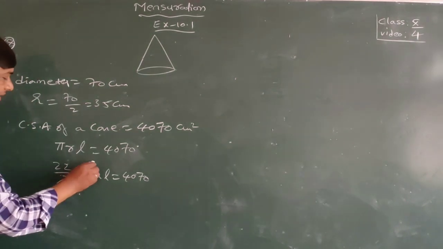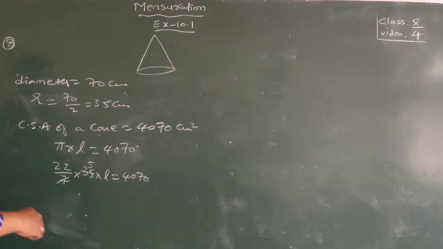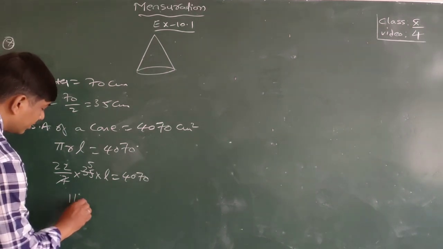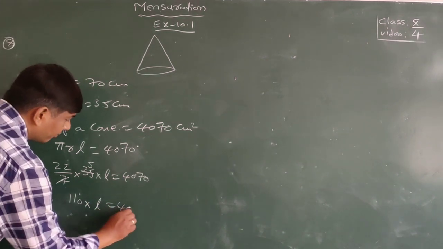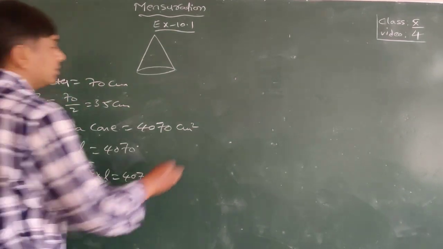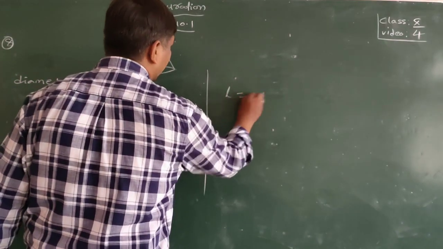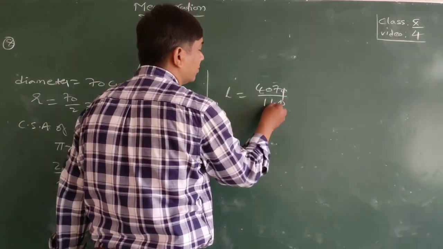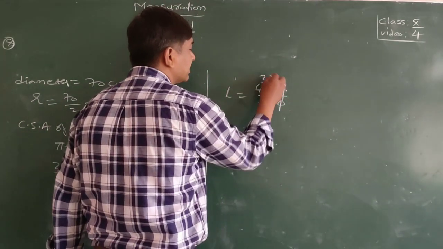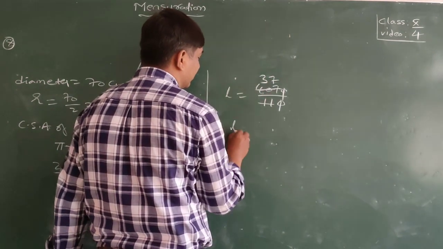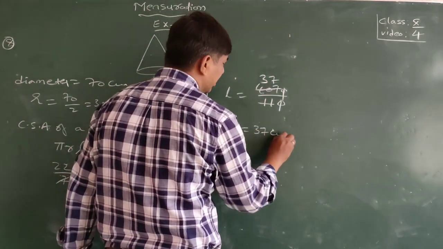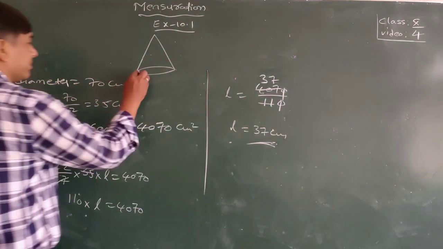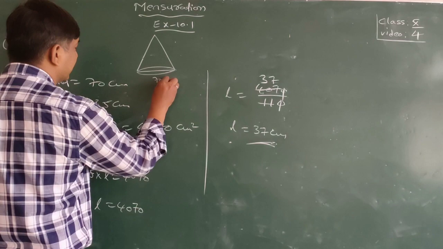7 ones are 7, 5s are 5. So 22 fives are 110. 110 into l is equal to 4070. Now l is equal to 4070 by 110. 11 threes are 33, 11 sevens are 77. L is equal to 37 centimeters. Diameter is 70 centimeters given.